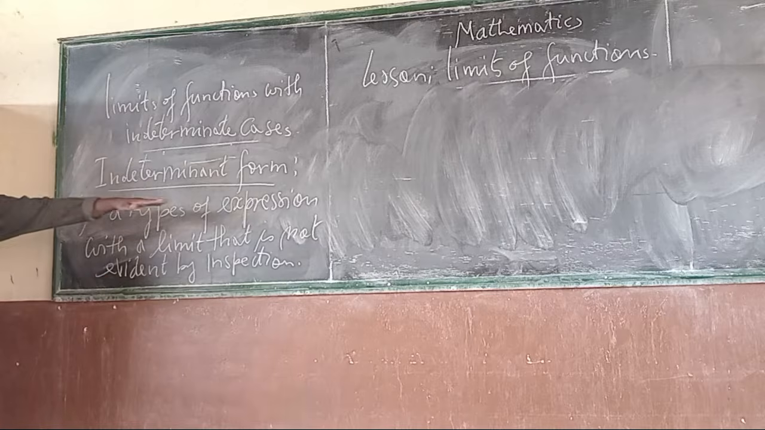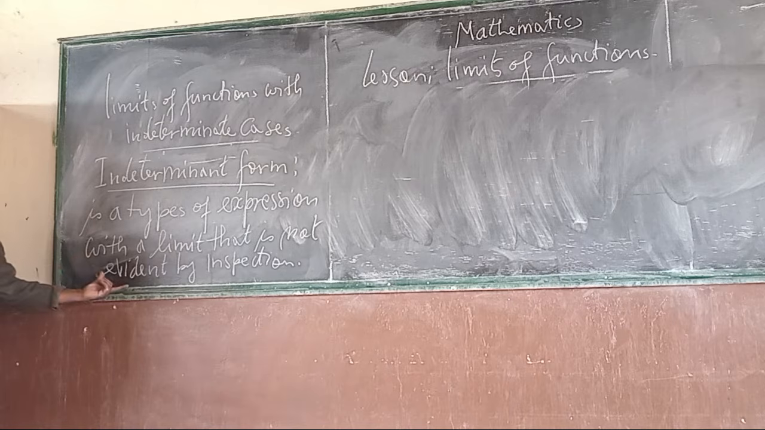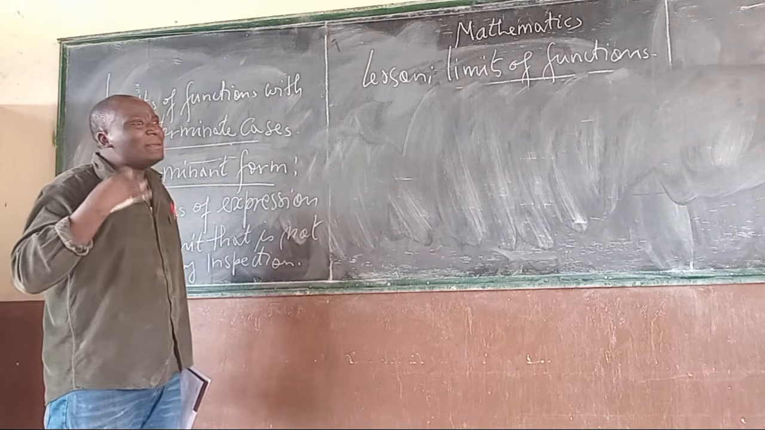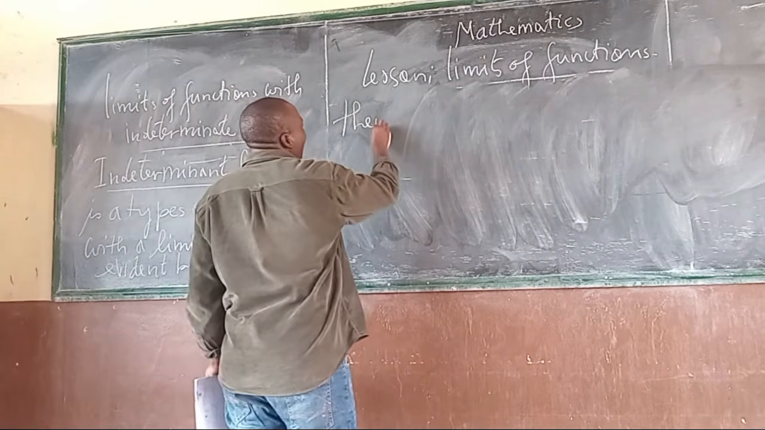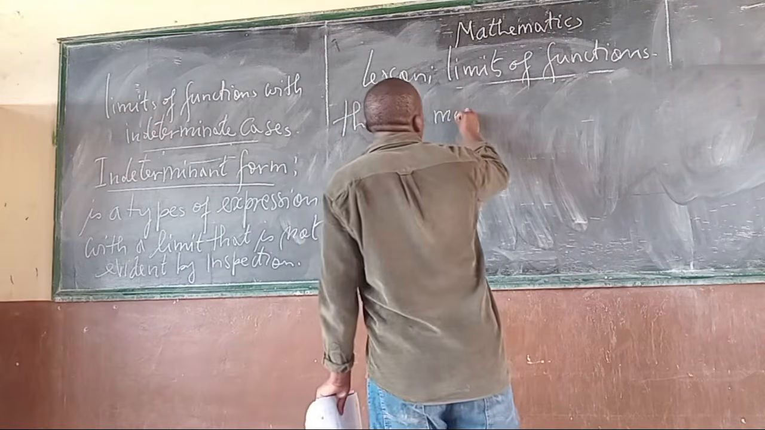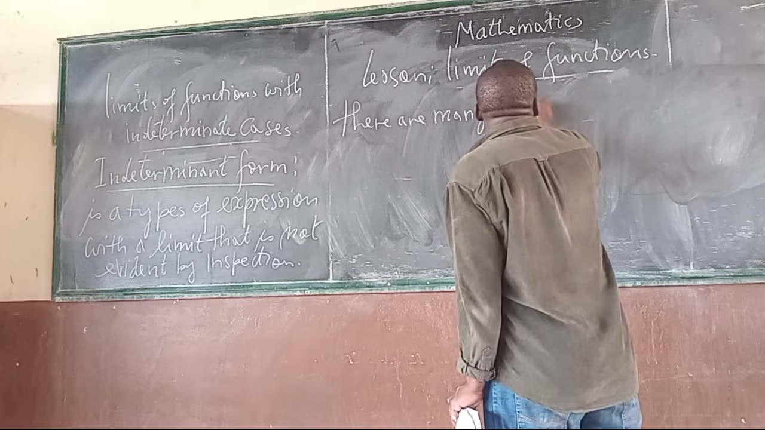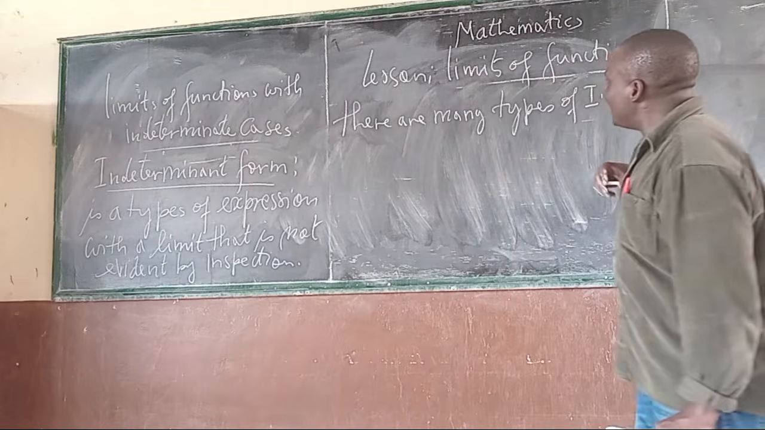Simply, teachers, those are mathematical expressions with no specific meaning. A mathematical expression without a clear meaning. This is what you call indeterminate form. Then there are many and many types of indeterminate form. There are many, not one.